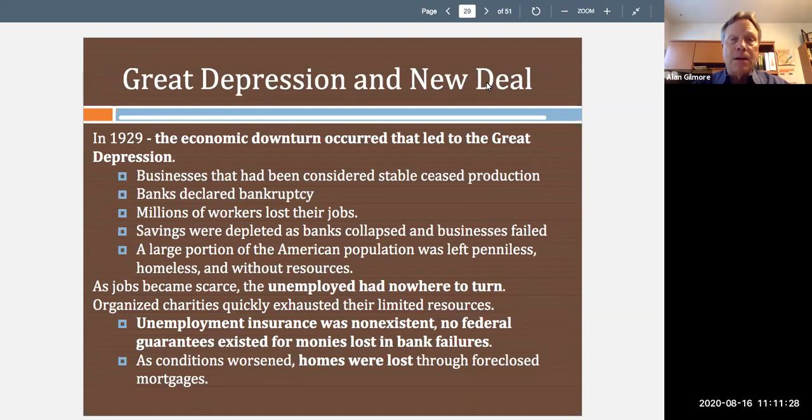As jobs became scarce, unemployment began to go up. Organized charities quickly exhausted their limited resources. At this particular time, unemployment insurance did not exist. There were no federal resources available to people who were experiencing the Great Depression. And since a broad swath of the country was all in the same position, it became important for the federal government to take action.